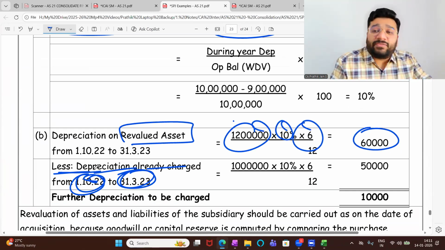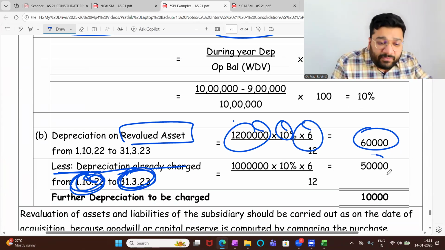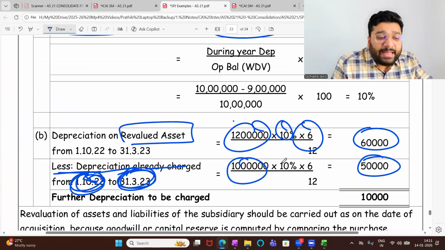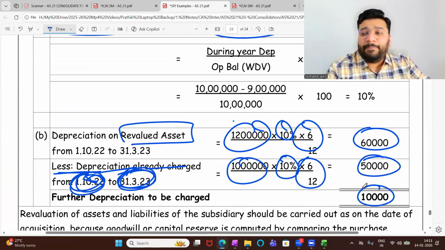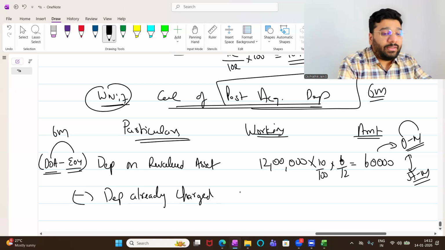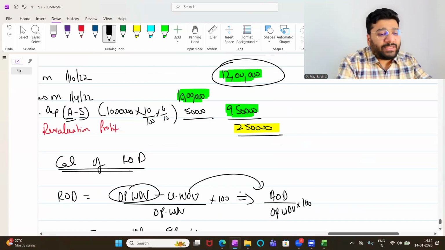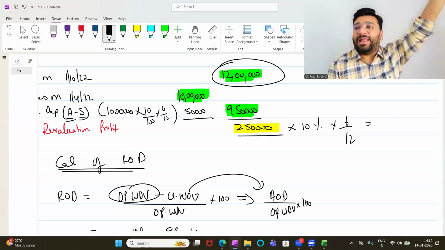Now the depreciation already charged for the remaining 6 months, that is from 1st October to 31st March. How much have you charged already? 50,000 you have charged, which is 1 lakh into 10% into 6 by 12, which is 50,000. So how much is the depreciation on the revalued profit? 10,000 rupees. Now all those who thought, sir, why do all this calculation? Directly into 10% into 6 by 12, I'll do, sir. I'll get the answer. That's what happened in the last question.